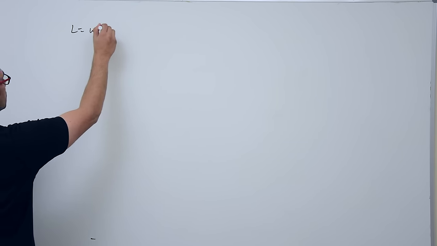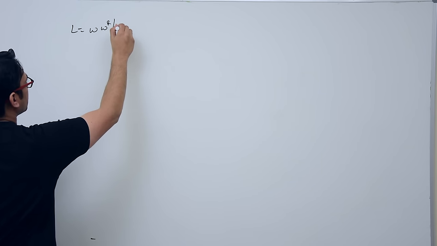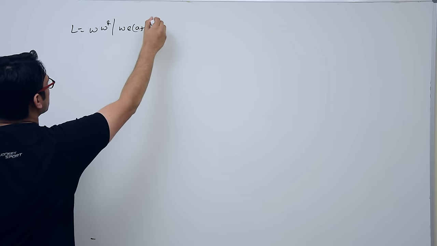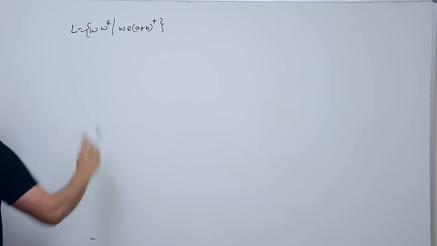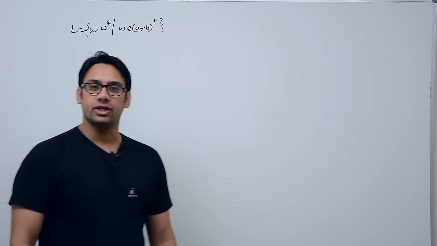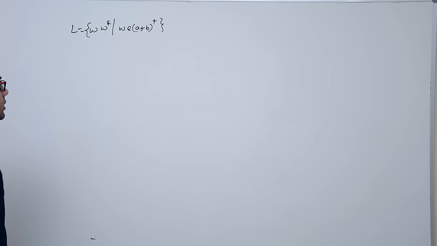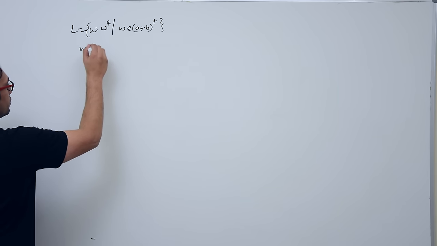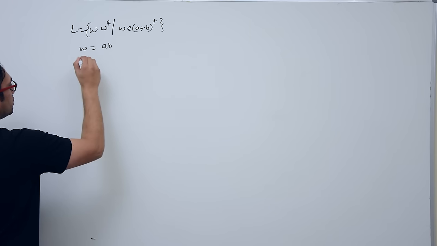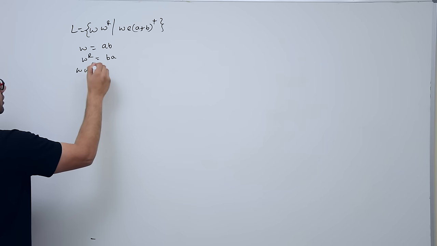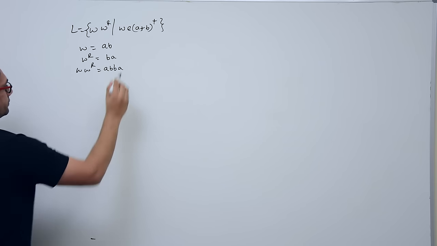For example, let us say we have a language like this. The language is WWR such that W belongs to (A+B)+. That means W can be any combination of A's and B's, and the string is WWR. WR denotes the reverse of this W. For example, if W is equal to AB, then WR becomes BA. Therefore, the WWR string becomes ABBA.